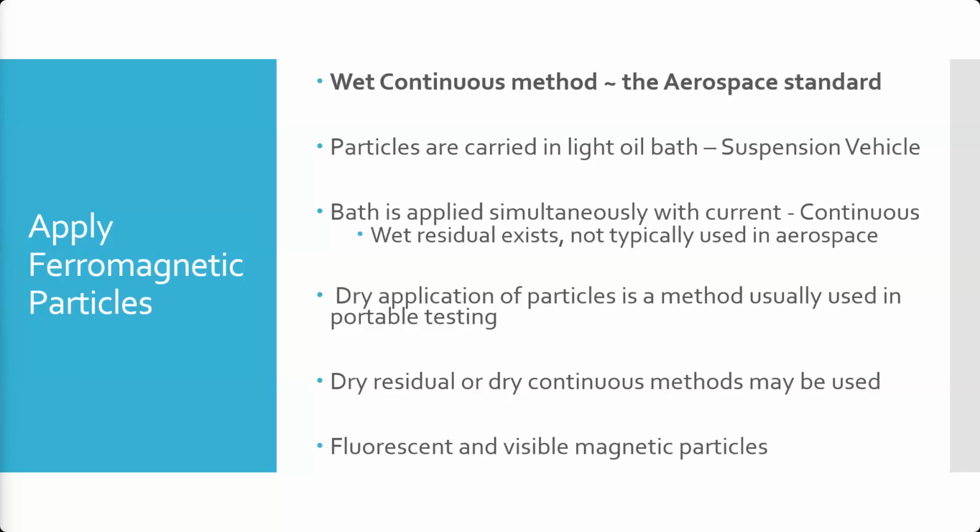And those can be residual or continuous as well, whether you're doing it while running the current or after you've done the magnetizing current. Then the fluorescent or visible magnetic particles can be used in either one of these situations. Aerospace typically uses fluorescent because it is easier to see. You get the greatest contrast in a dark environment using fluorescent particles and applying black light to them. They show up extremely bright on the dark background that is the material you're testing.